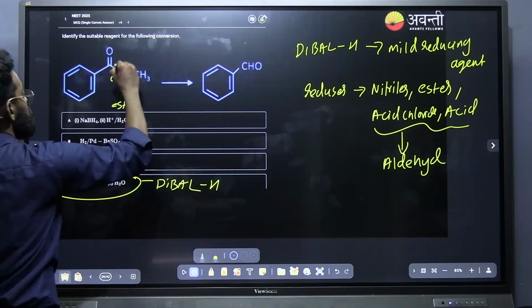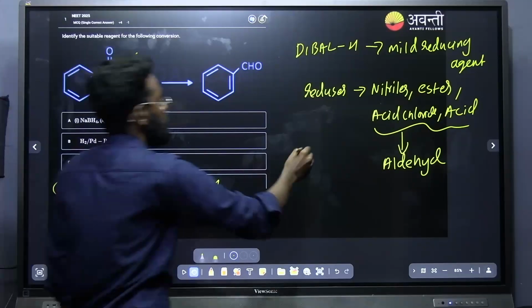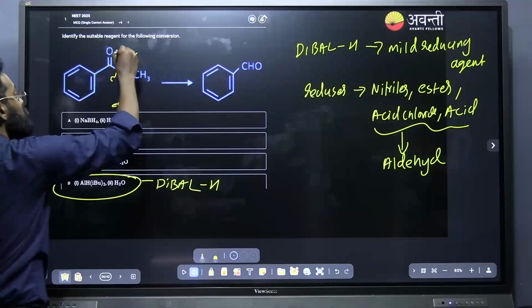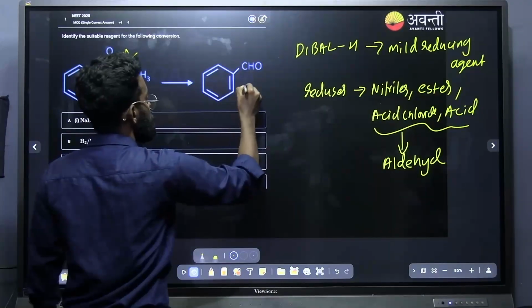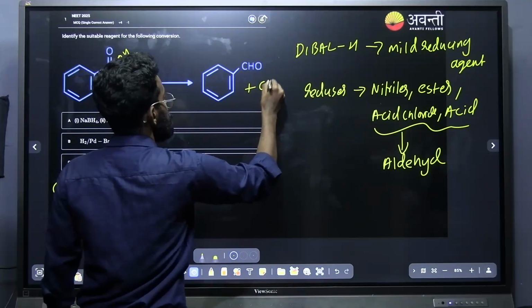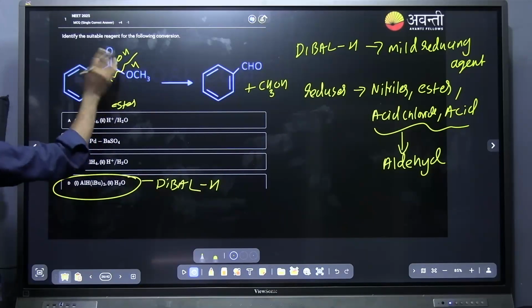That is why here, this is an ester. Ester will be giving both aldehyde as well as alcohol. So the products forming here are benzaldehyde and CH3OH. Note down, for ester the products that form are both aldehyde and alcohol.